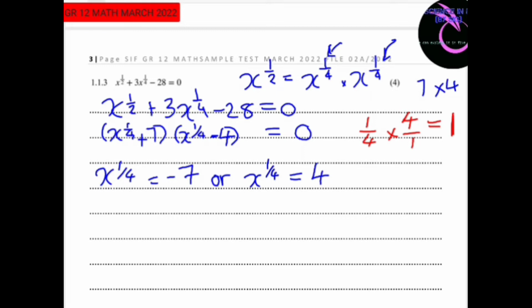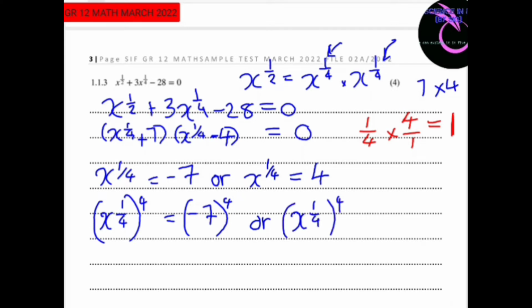I want to multiply a quarter with its inverse so that I get 1. But remember, it's an exponent. So basically, I need to raise it to the power of 4. So what I'm going to do is say x to the power of a quarter, all of that raised to the power of 4, is equal to minus 7 raised to the power of 4. Whatever I do on the left-hand side, I do on the right-hand side. Or I can say x to the power of a quarter raised to the power of 4 is equal to 4 to the power of 4.